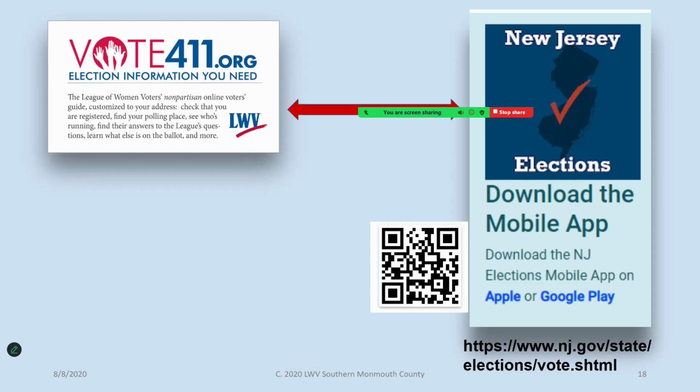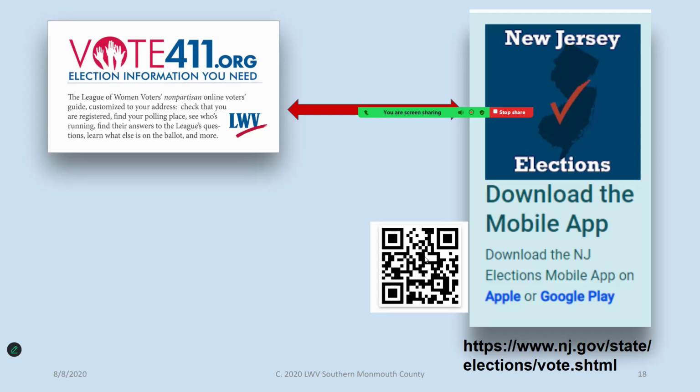You will find all the information you need about voting on this website, including a first-time voter checklist, and that website is vote411.org. The New Jersey Board of Elections also has a valuable website that has all the information you need about voting, including a separate page for young voters.